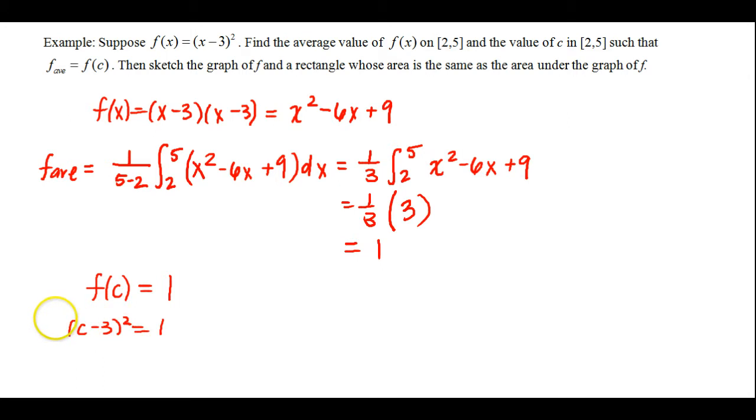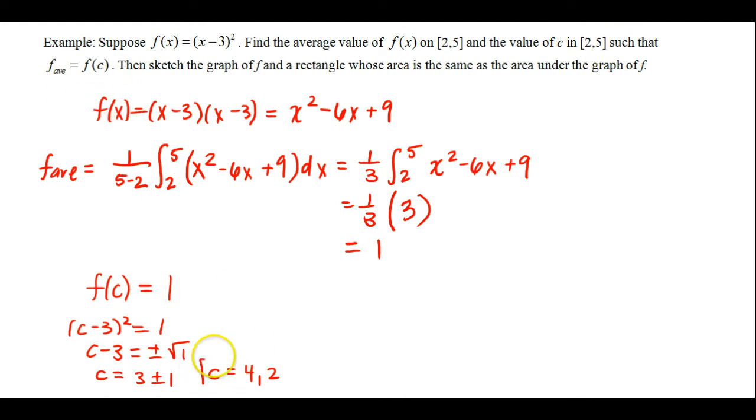If I take the square root of both sides, I'm going to have c minus 3 equals plus or minus the square root of 1. So c equals 3 plus or minus 1. I'm going to end up getting two values out, c equals 4 and c equals 2. But the interval I'm concerned with is from 2 to 5. So 2 happens to be one of the endpoints, and 4 happens to fall within the interval. So we did find the value, or actually values, of c in the interval that satisfy this equality.